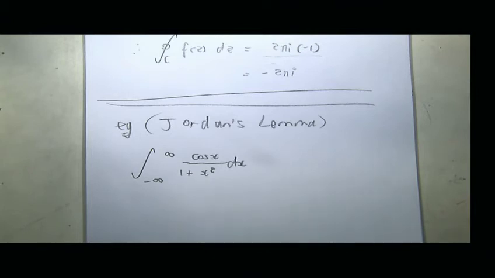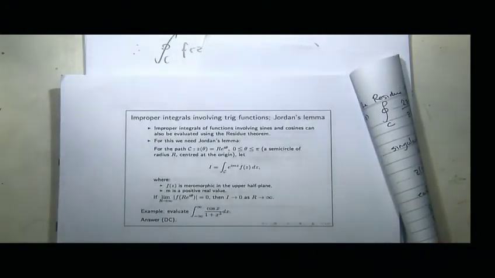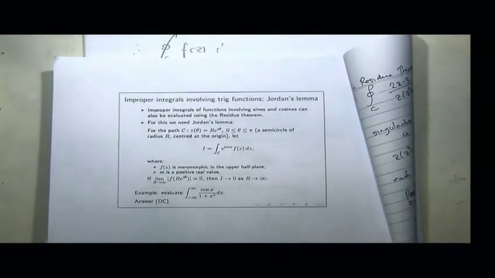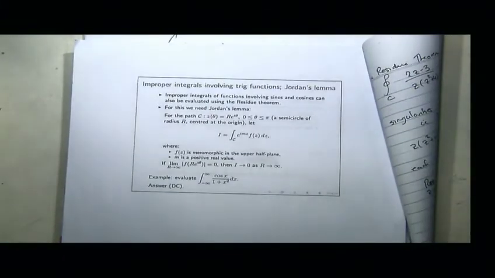Jordan's lemma concerns a function like e to the I m z f of z dz, where m is a positive real value. I know that cos can be written in terms of those things. So my guess is that I should rewrite cos x in terms of e to the something, in the 1 over 1 plus x squared dx integral.